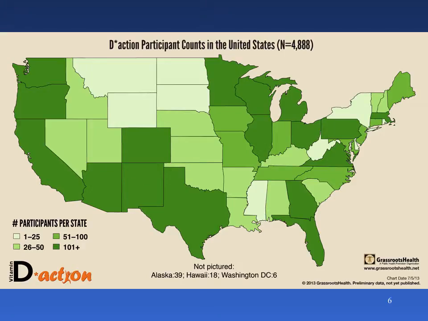Looking at the United States, states colored with darker green have more participants than states that are lighter green. 26 states have at least 50 participants, and 17 states have at least 100 participants. California has the most participants with over 1,000, and Mississippi has the least participants with 4.